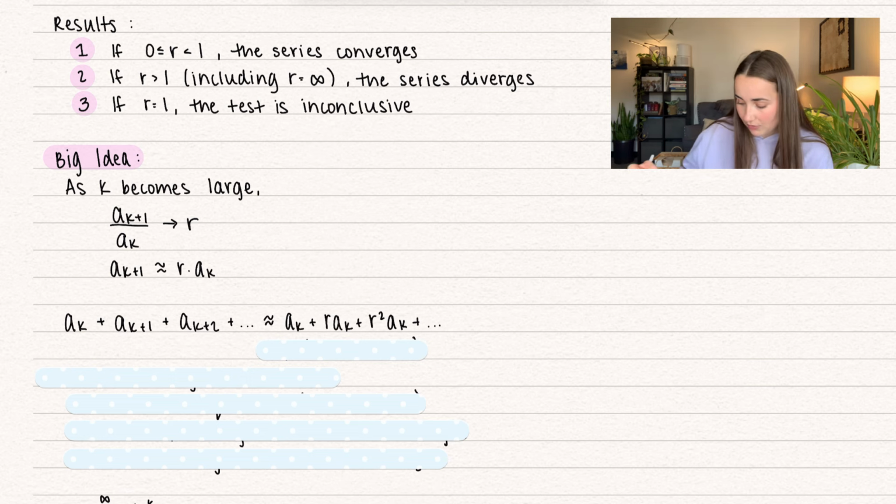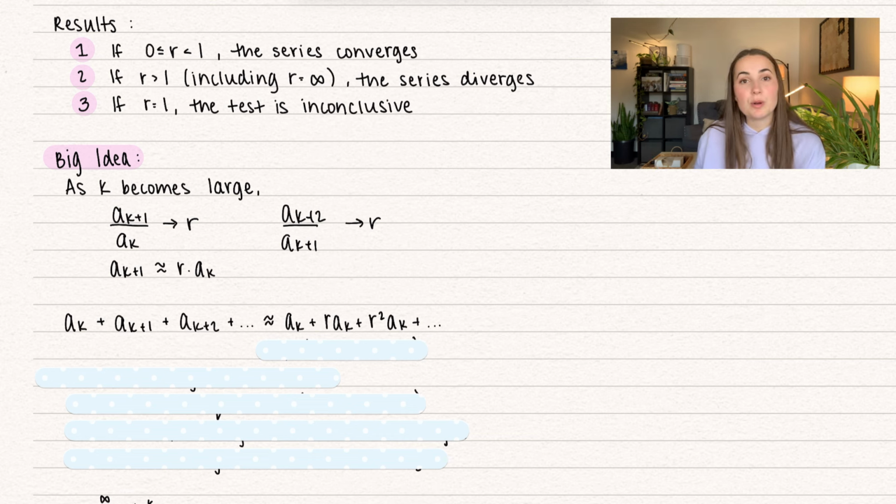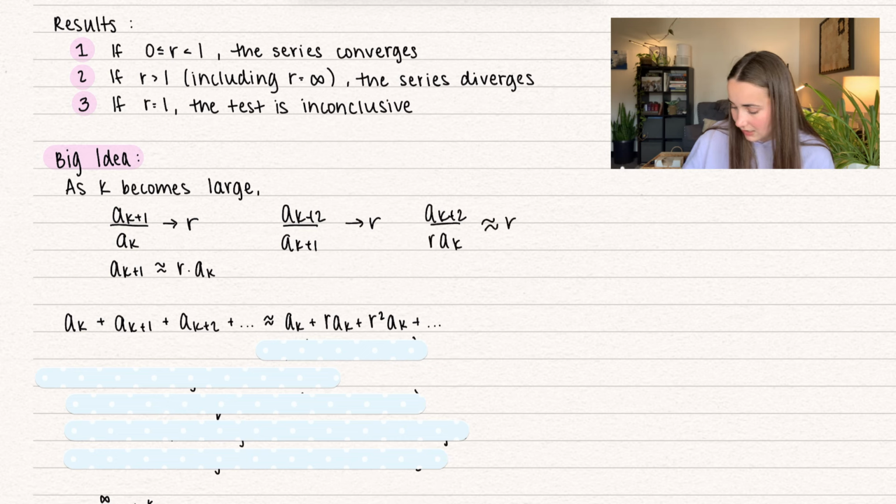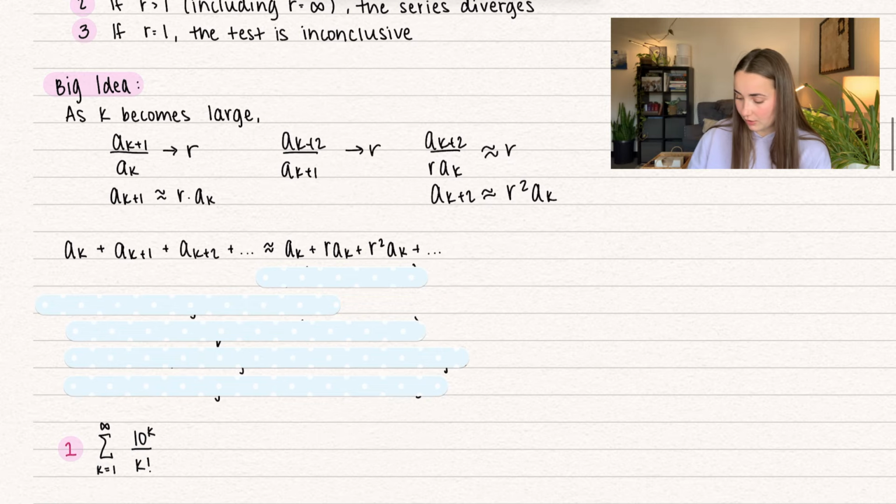Now let's go ahead and see how we found r squared a k. We'll go ahead and take the next one. So a k plus 2 divided by a k plus 1 is going to approach r. But we already found what a k plus 1 is equal to. So a k plus 2 divided by, that is equal to r times a k, is approximately equal to r. Now I'm going to multiply the denominator over, and we get a k plus 2 is approximately equal to r squared a k. And then you can keep doing that on and on forever, right?